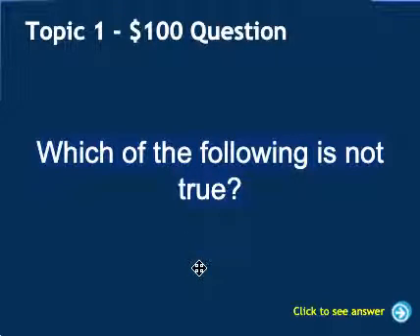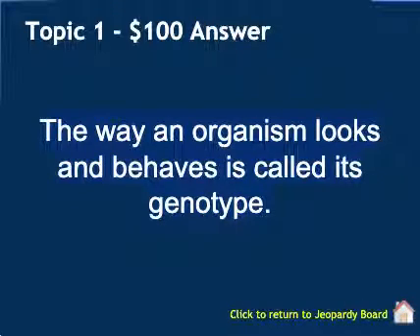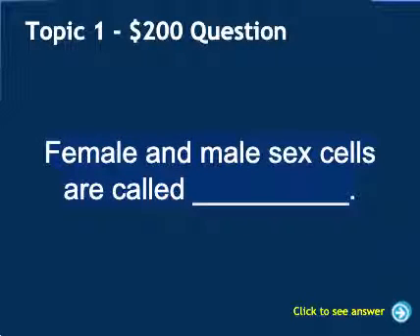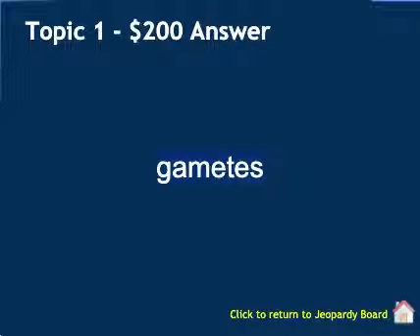Which of the following is not true? Now here I didn't show you all of the choices, so you just have to know that this is a question about genotype and phenotype, and you just have to know not true. The way an organism looks and behaves is its genotype, and you know that's actually phenotype. The next one, female and male sex cells are called. The correct answer is gametes.